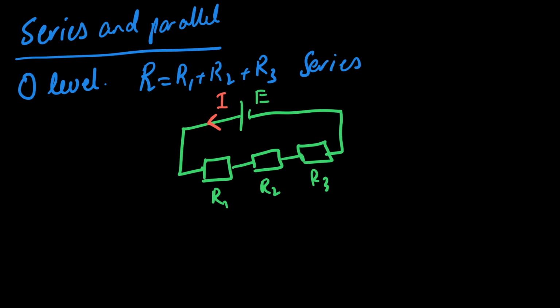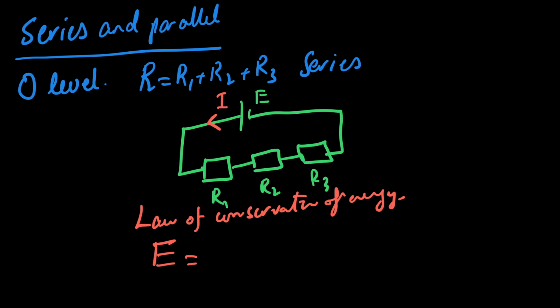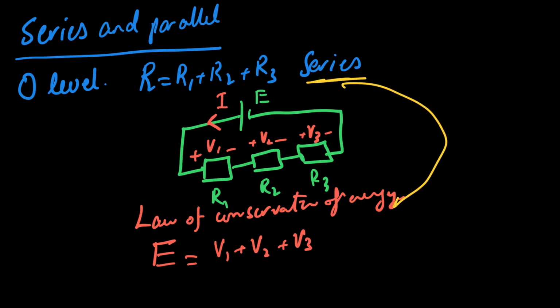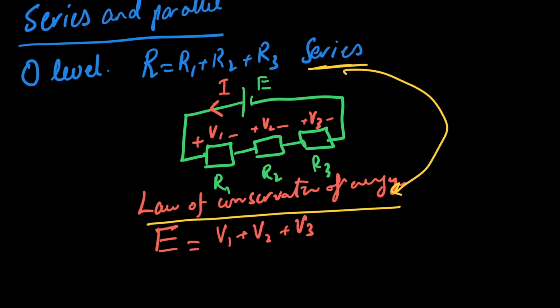Now, remember that for series circuits, you rely on the law of conservation of energy. When you're relying on the law of conservation of energy, that says that your EMF E must be equal to the potential drop across the first resistor, the potential drop across the second one, and the potential drop across the third one. So E would be equal to V1 plus V2 plus V3. They can ask you this question: while proving a series circuit, what did you use?